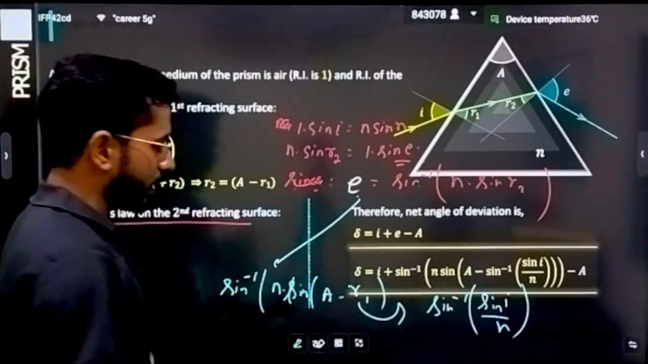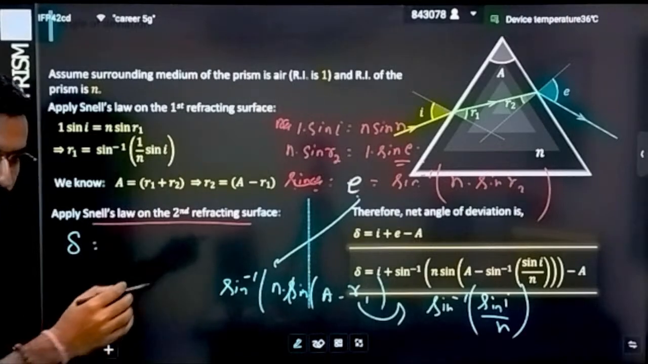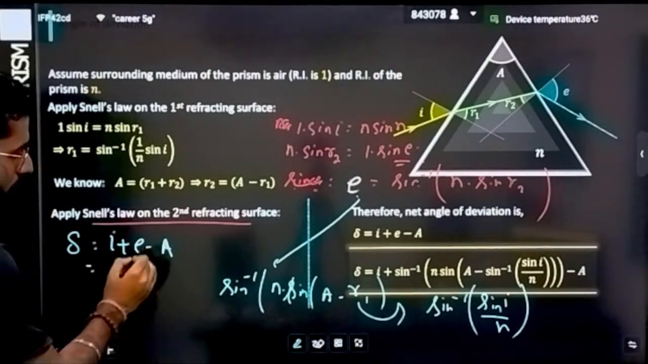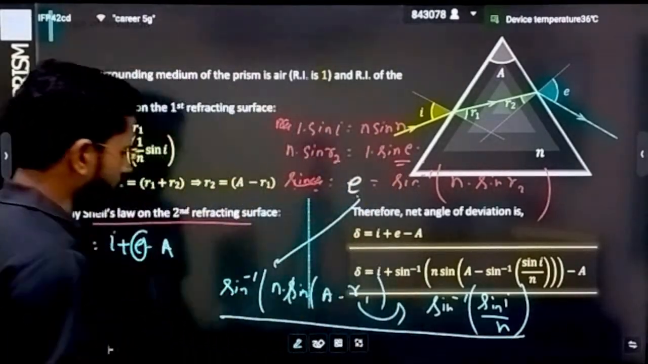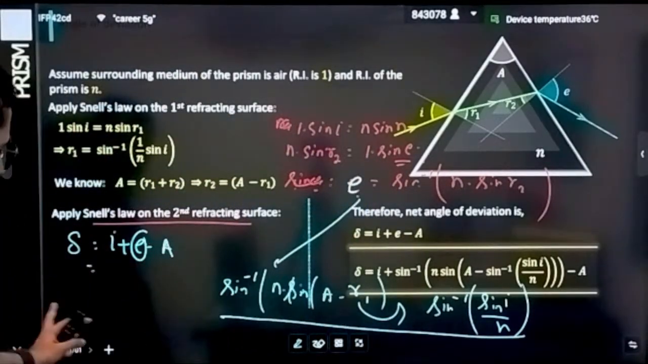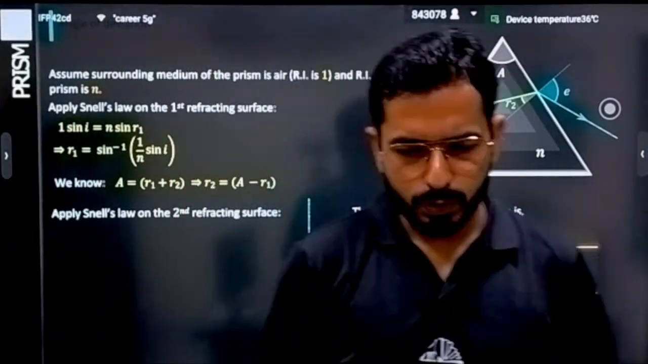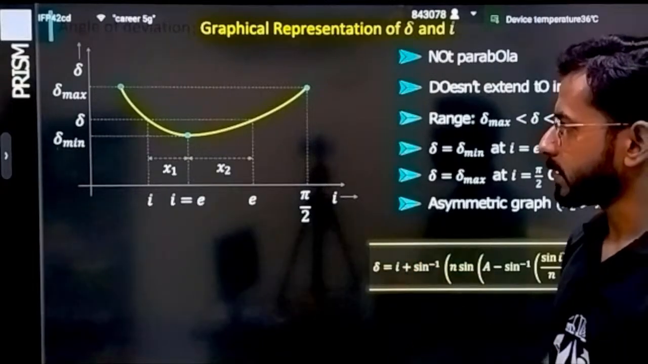So when you put this big relation in, finally, what is the formula that I have told you? It is equal to i plus e minus A. In place of e, when you write this big relation, you will get some result. We usually plot this, and anyway the plotting is not in your syllabus. You just have to understand what this curve between deviation and angle of incidence is.